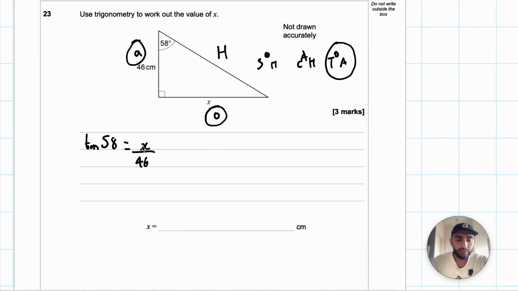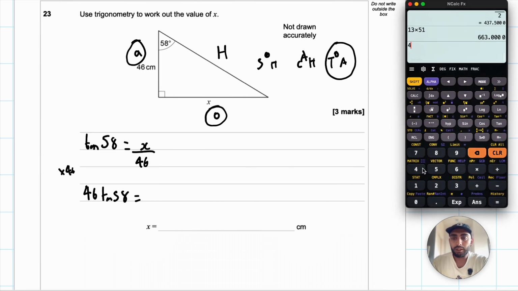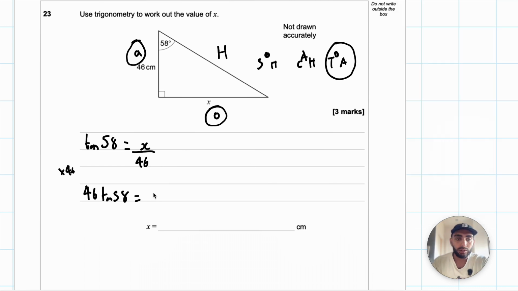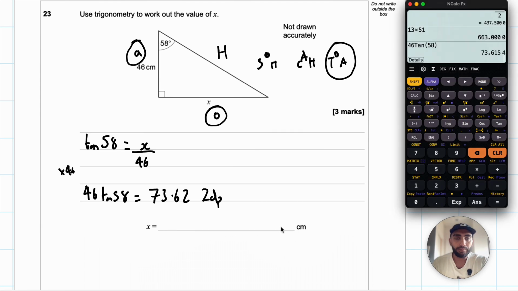We need to rearrange this to get x on its own, so times by 46 on both sides. 46 tan 58 is equal to x. We just type that in. Tan 58. That gives me 73.62. That's to 2 decimal places.